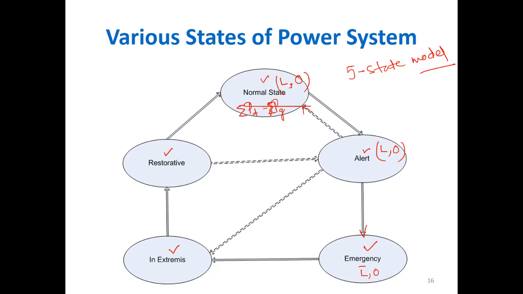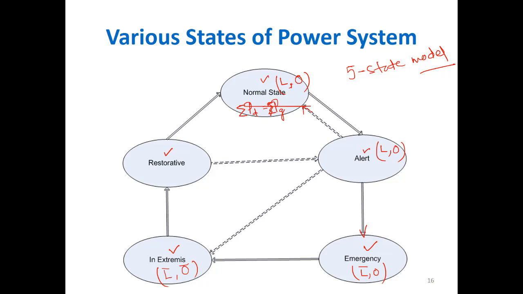Okay. So the line constraint is violated. I will mark it as L bar. Now from emergency state, if it transits to the in extremis state, then the operational constraint is also violated here. L and O both are violated here. So therefore in extremis state, both the line constraint and the operational constraint are violated.